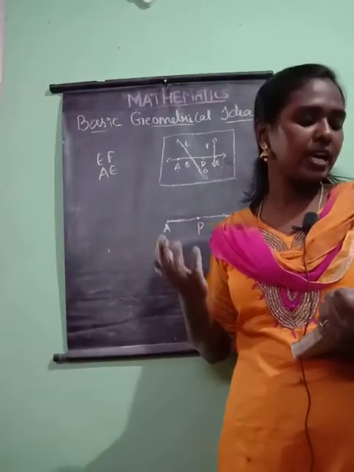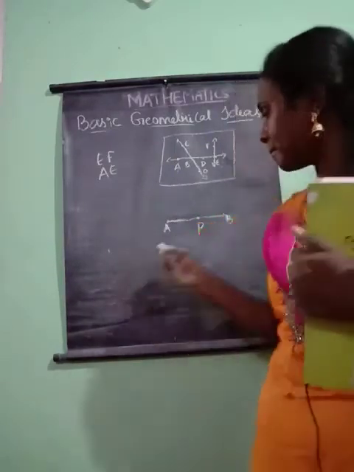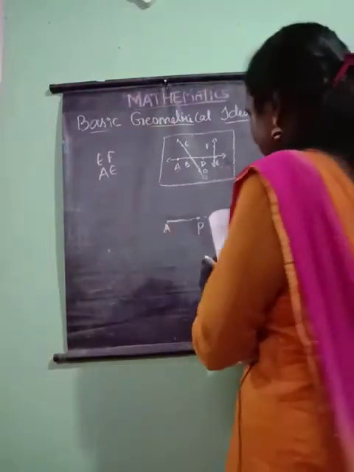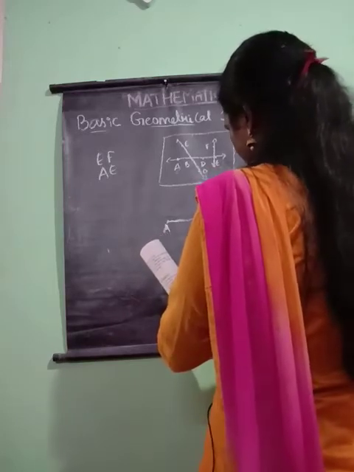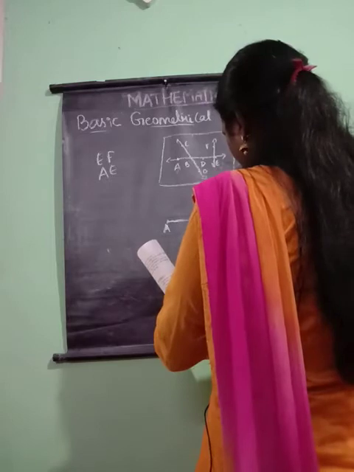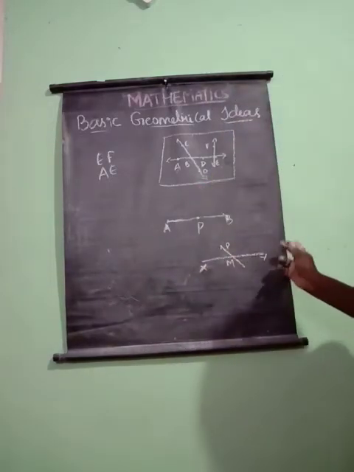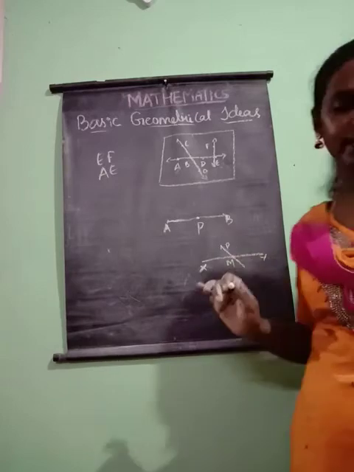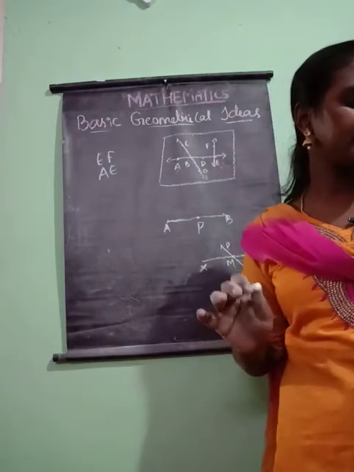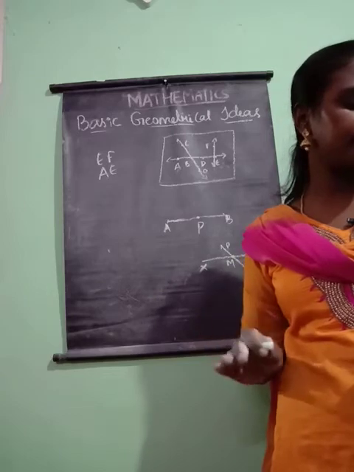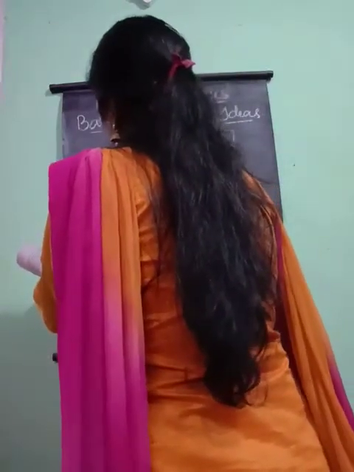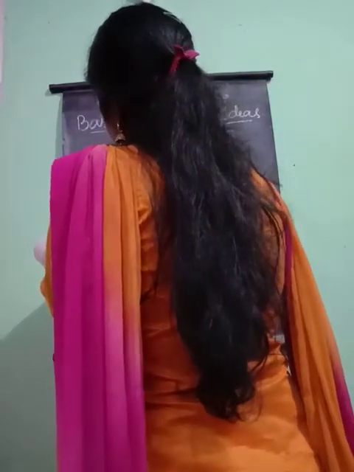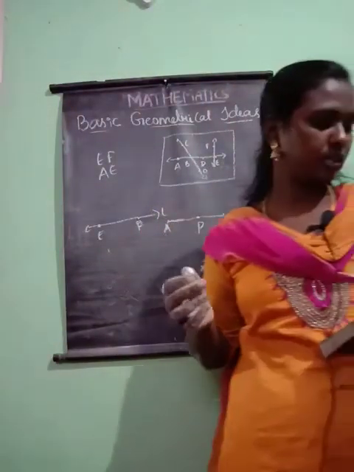And the second question is XY and PQ intersect at M. So XY is a line, and M is the point where the lines intersect. Okay. The line L contains E, F but not D. So this is E, F, and L is a line which can extend.